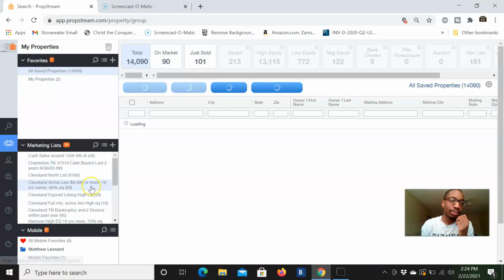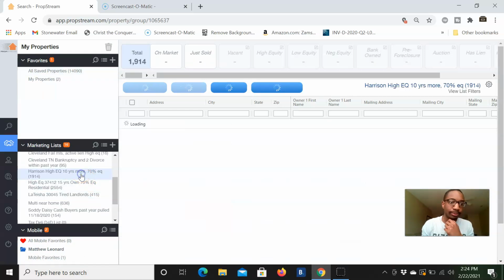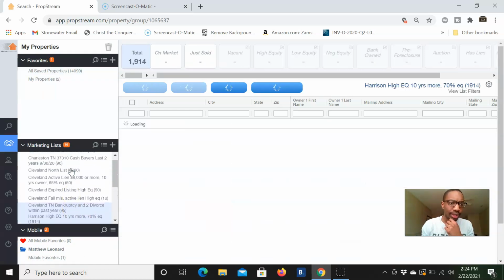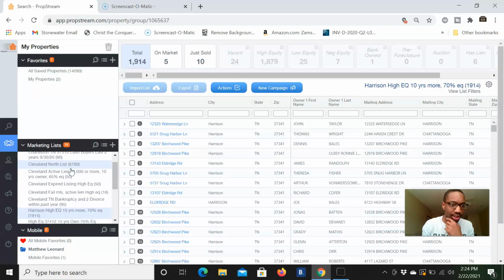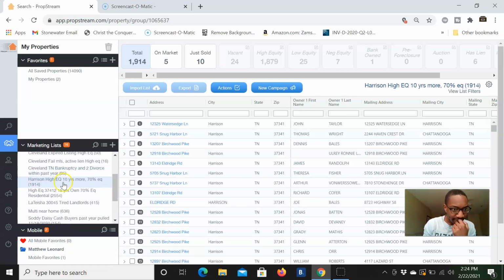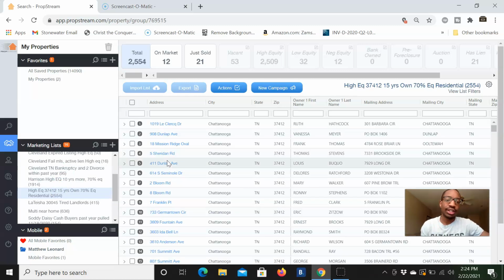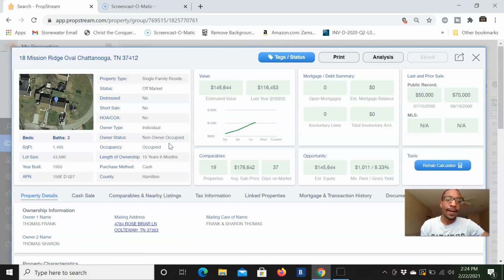But let me just go to some of the properties I already have saved. Let me go to this high equity one. Let me see. 70%. Let me go to this one actually. All right, so we're here. This is just a list that I already pulled up before, and I'm just clicking one of the houses. So we have this house. It's a single family property. It doesn't say the amount of beds, but it has 2 baths and around 1,400 square feet.